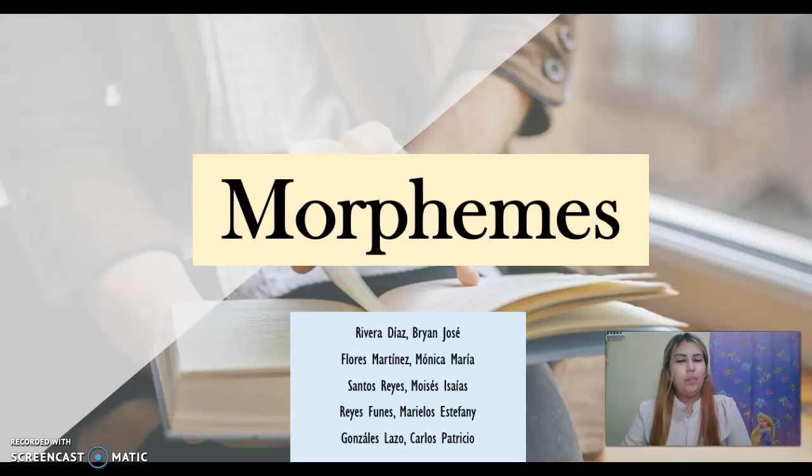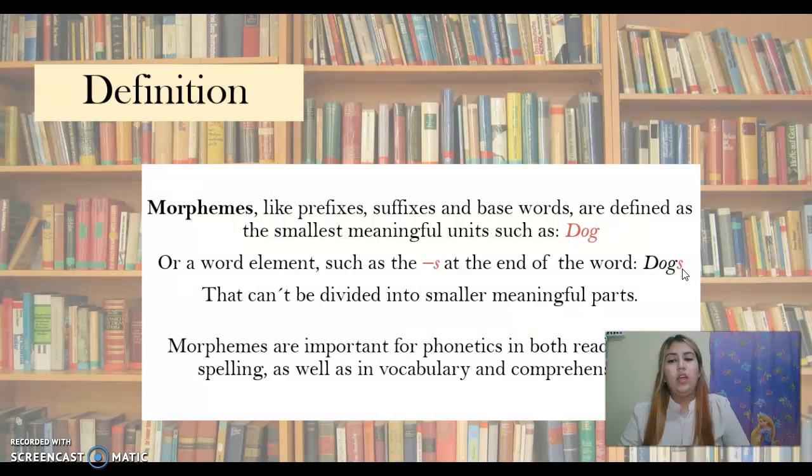Today I will be talking about morphemes. We are group number 7 and we are in charge of this topic. So now let's see what morphemes are. I will give you the definition, okay?